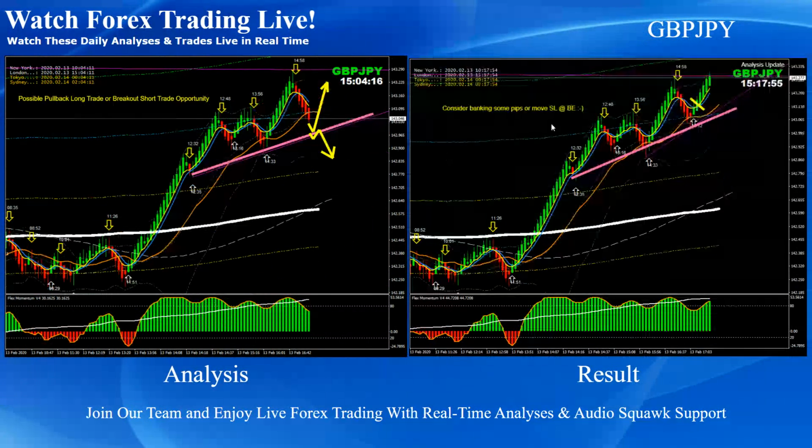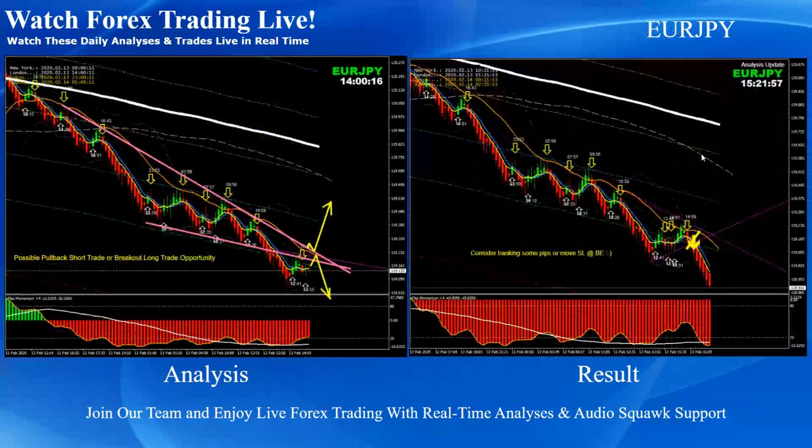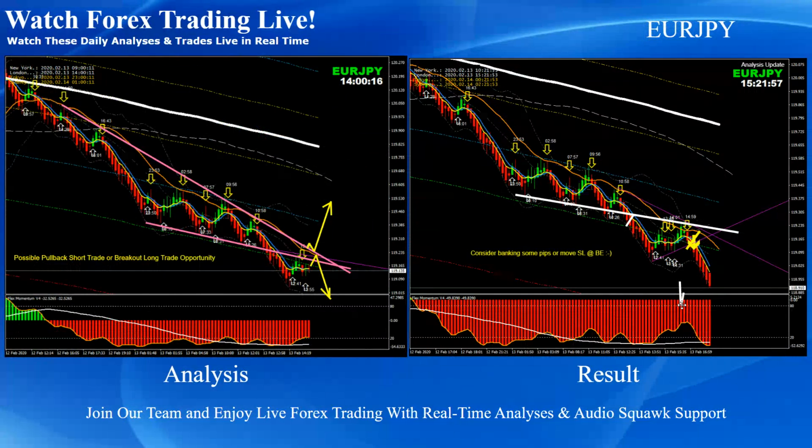Pound yen, pretty straightforward as mentioned on the analysis, beautiful pullback long trade. Euro yen, pretty straightforward. We had this breakout, and afterwards, as always mentioned, look for the pullback. That's the first priority based on the momentum. As you can see, beautiful pullback short trade on euro yen.